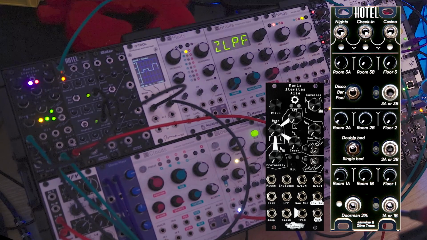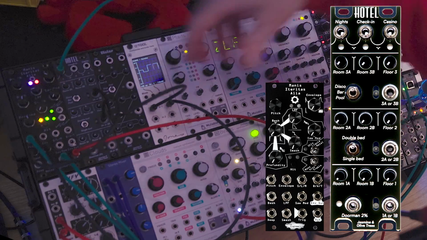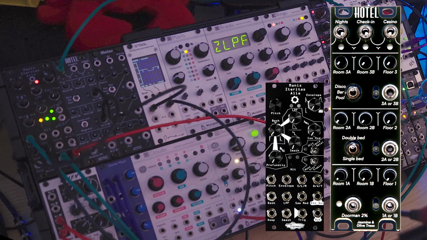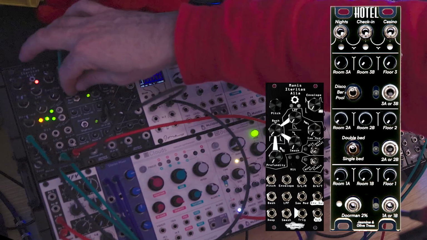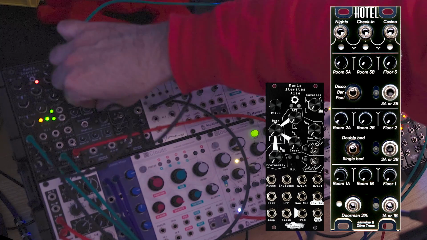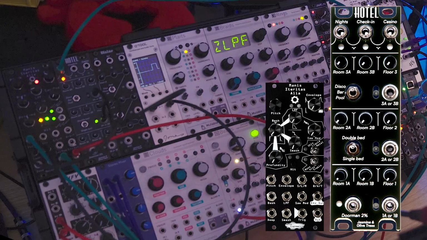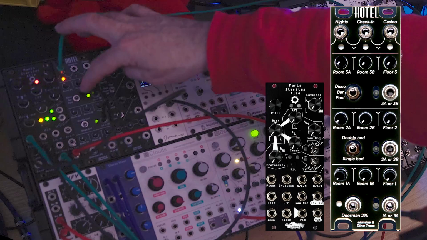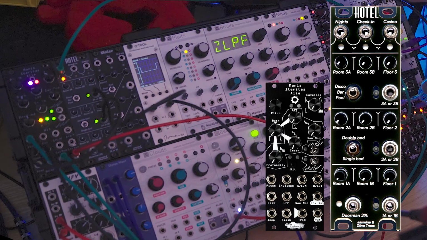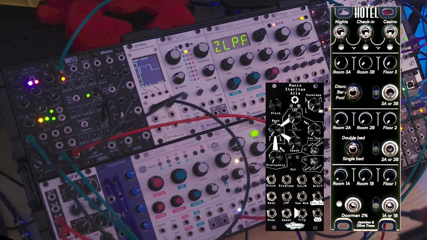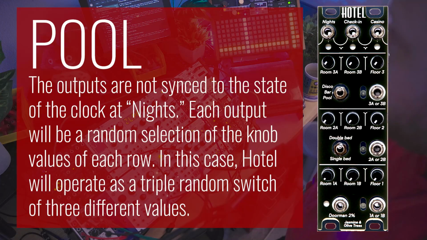That's cool as hell. So here it says disco, bar, or pool. Disco is going to have the most activity. Bar is going to be a bit chiller. And then pool is a bit different. Pool mode does not pay attention to the clock. The outputs are not synced to the state of the clock at Nights, which is the clock input. Each output will be a random selection of the knob values of each row. In this case, Hotel will operate as a triple random switch of 3 different values.